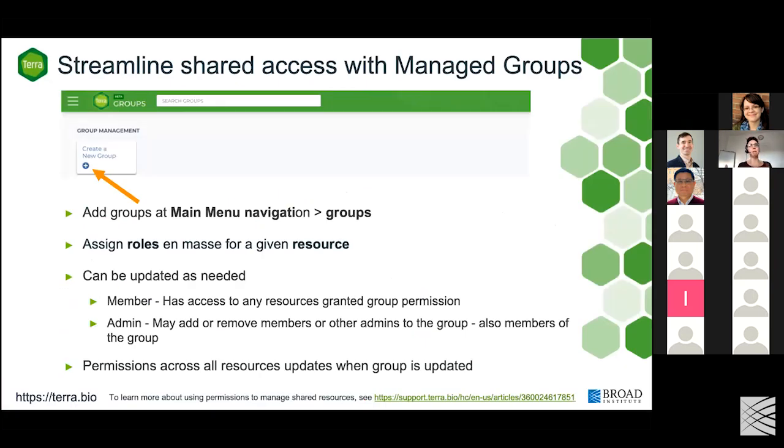So it can be hard to keep track of who has permission for different resources, especially if you have a large lab. And one way you can manage is to use managed groups. So you assign permission to a group rather than an individual. And you can do that in the groups page. You can assign roles and you can update as needed. And that way you can share your workspaces or you can share billing with a group and you can update the group and you don't have to change every single resource.